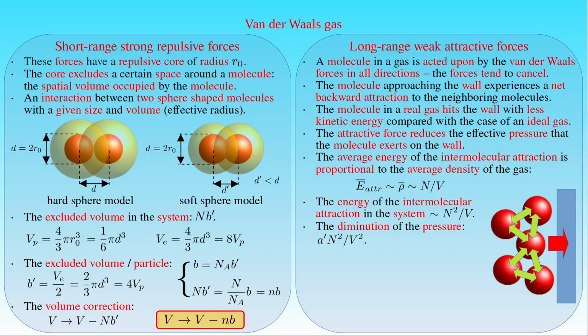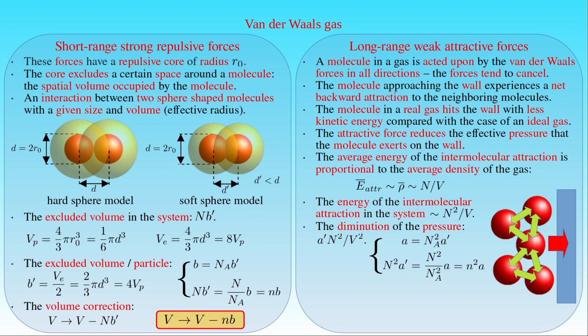Here the constant of proportionality A prime is a parameter determined by the properties of the real gas. As in the case of the volume correction, we can introduce another parameter A given by the square of the Avogadro constant Na times the parameter A prime. Then the product of N squared and A prime is given by N squared over Na squared, times A, which is equal to the square of the amount of species N times the parameter A.